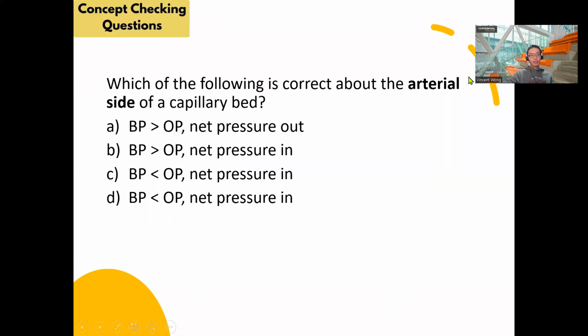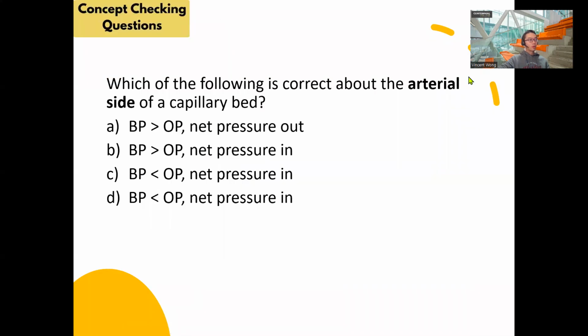Okay, let's do some quick poll questions. Now try to answer these without looking at your notes. We literally just went over it, so let's see if you can do it from memory. Go ahead.